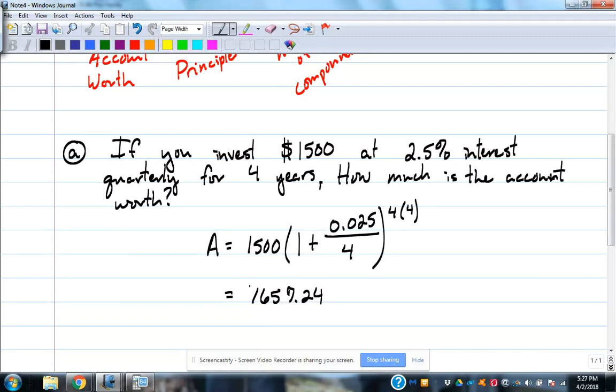We got $157 for doing nothing, which is a plus, right? We've gained some money by just leaving it there. We're not depositing any other money in there. We're not taking our Christmas money and putting it in there or anything. We just took that $1,500 day one, 4 years later, cash it out. This is how much our account is worth.